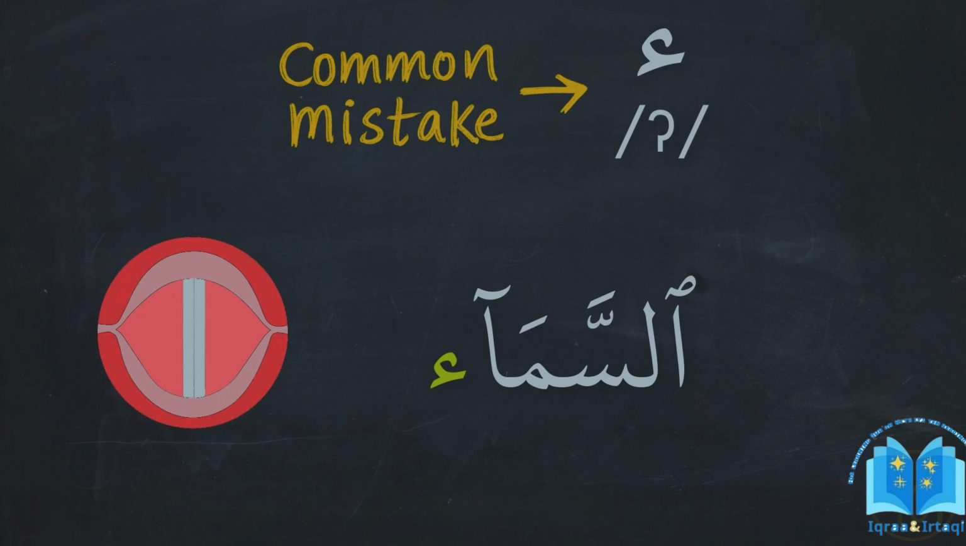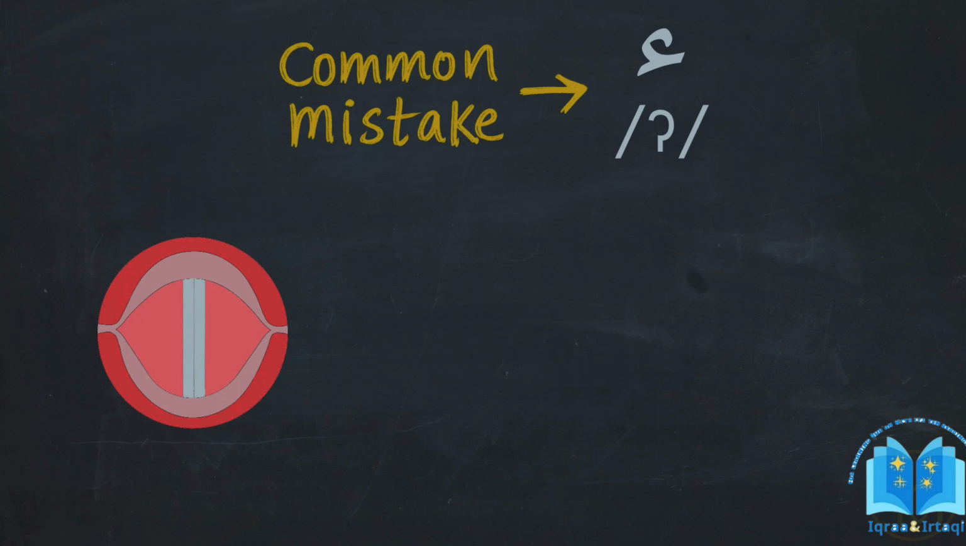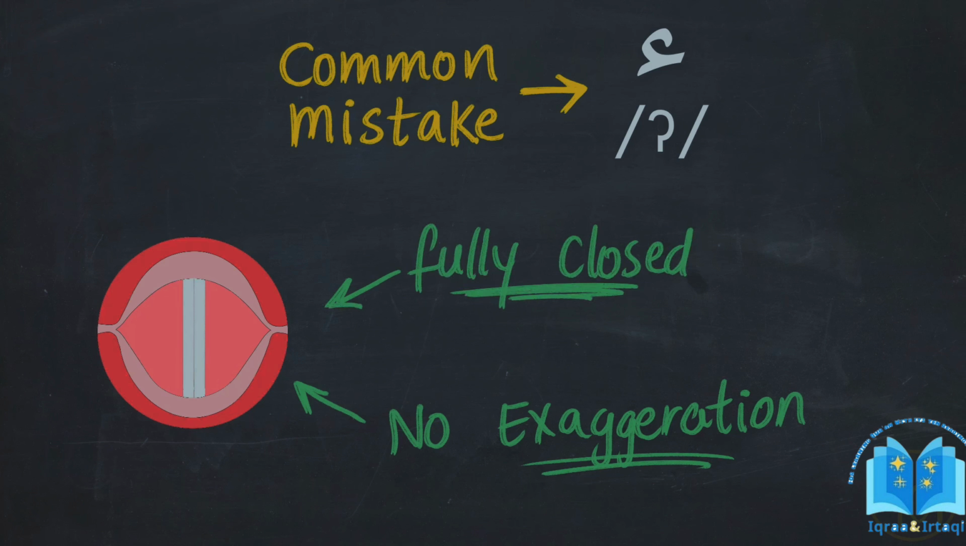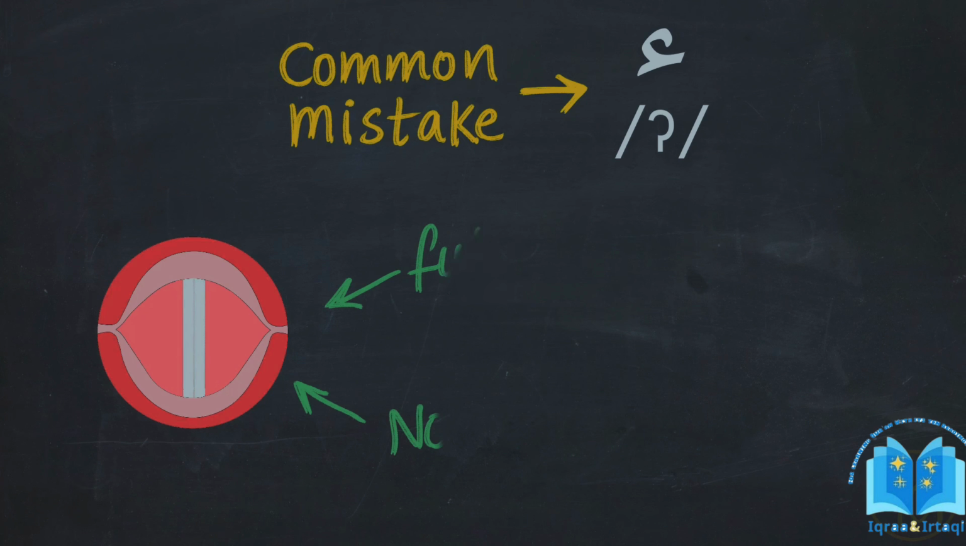السماء. And this mistake is usually made by learners who want to make sure to pronounce the hamza fully. So they kind of exaggerate the sound, and then the mistake is made. Instead, hamza should be a pure closure of vocal cords, stopping air momentarily without exaggeration or inattention.